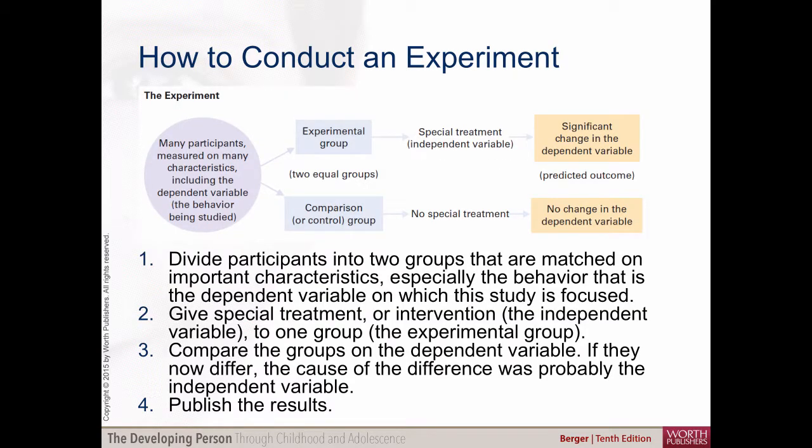So how do you conduct an experiment? You can divide the participants into two different groups that are matched on important characteristics and give one group a special treatment and the other one nothing, and you're going to look at the results.